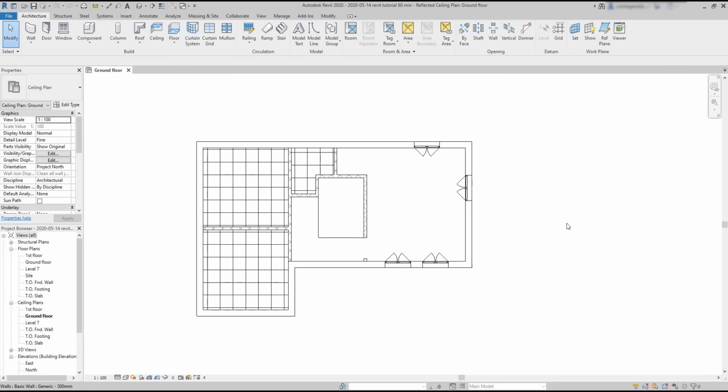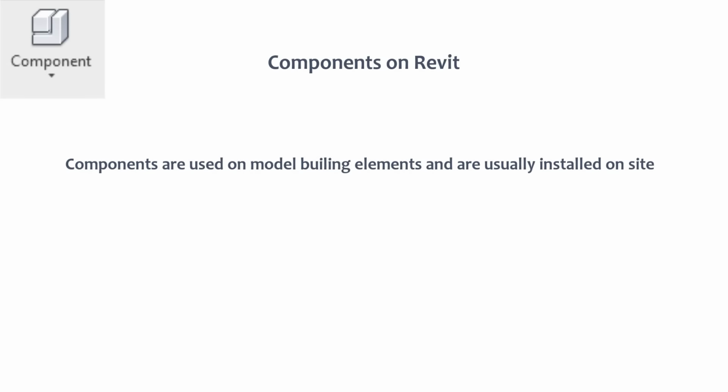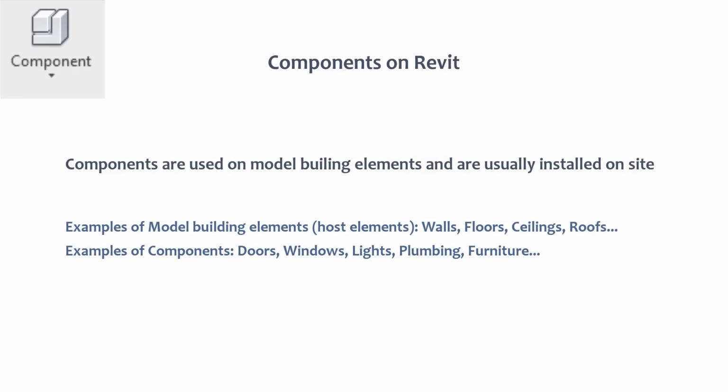Now, let's learn how to host lights in a ceiling. Lights are considered components. So first, we should understand what a component is. In Revit, components are used to model building elements, host elements, and they are usually installed on site. For example, doors and windows are hosted by walls. Lighting is usually hosted by ceilings. Furniture is hosted by a floor, and so on.